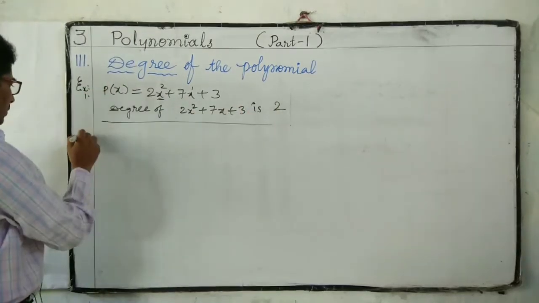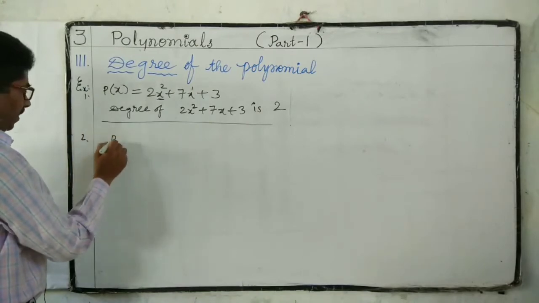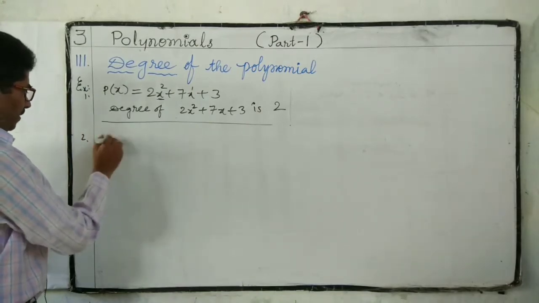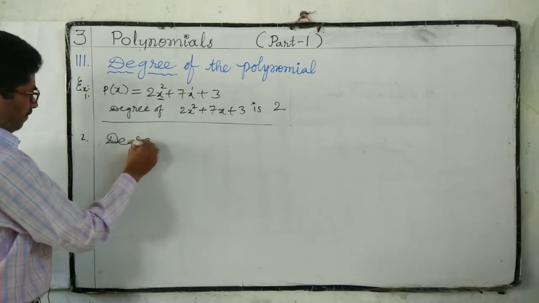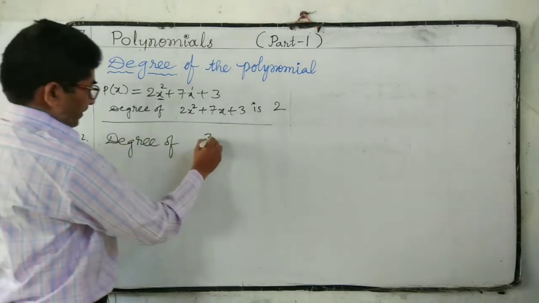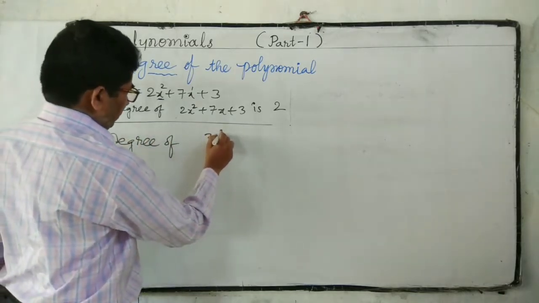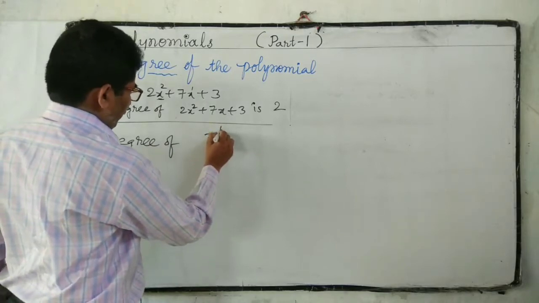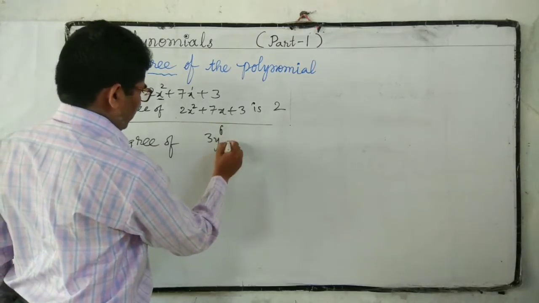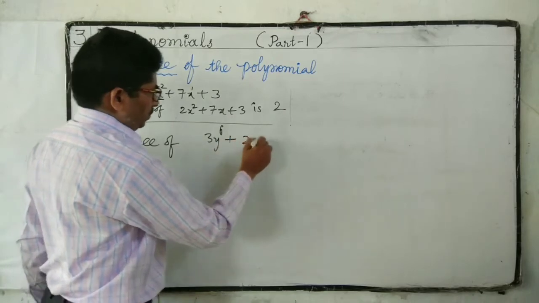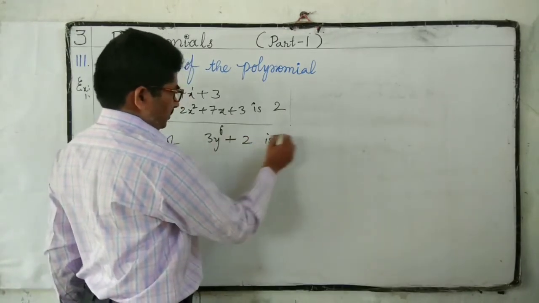One more example. Degree of 3y power 7 plus 2 is 6.